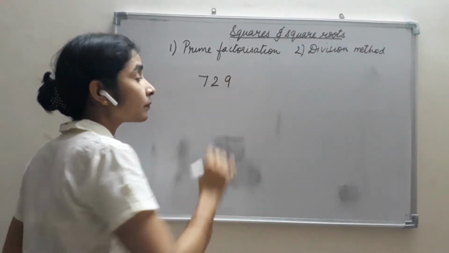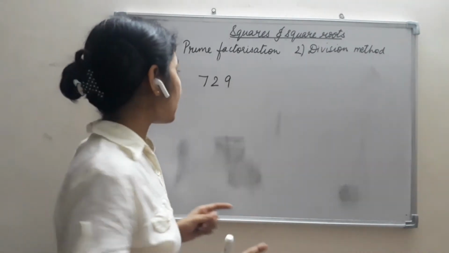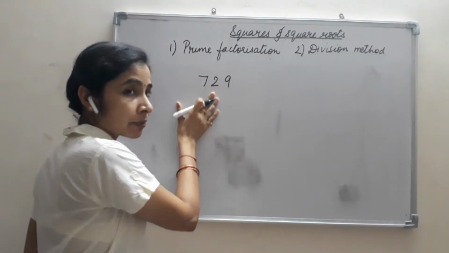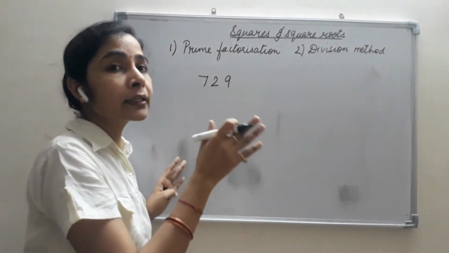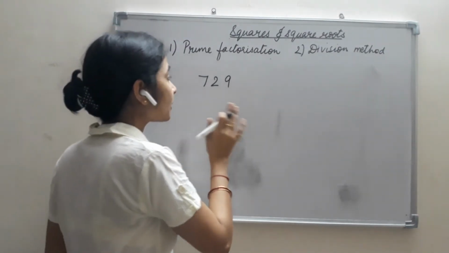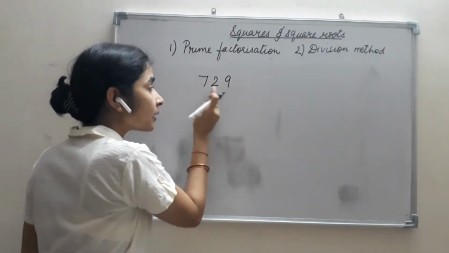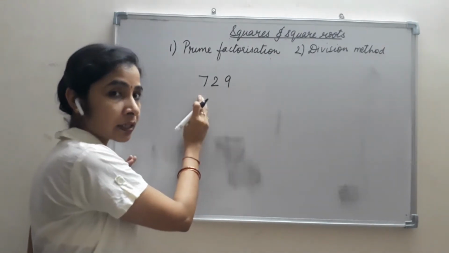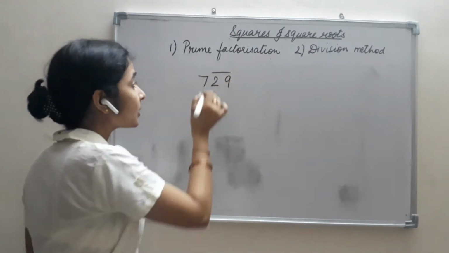729. In the division method, the first step is to break the number into pairs. This number is 729, a 3-digit number. I have to start making pairs from the right hand side. So these two will come in one pair, and this remains alone.